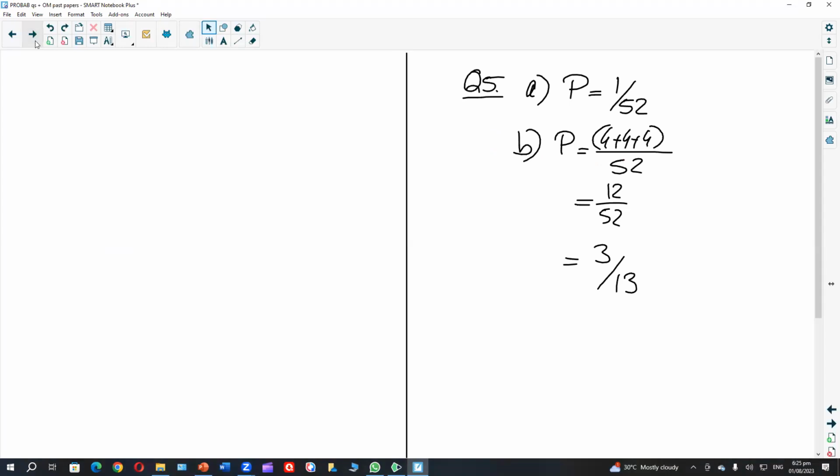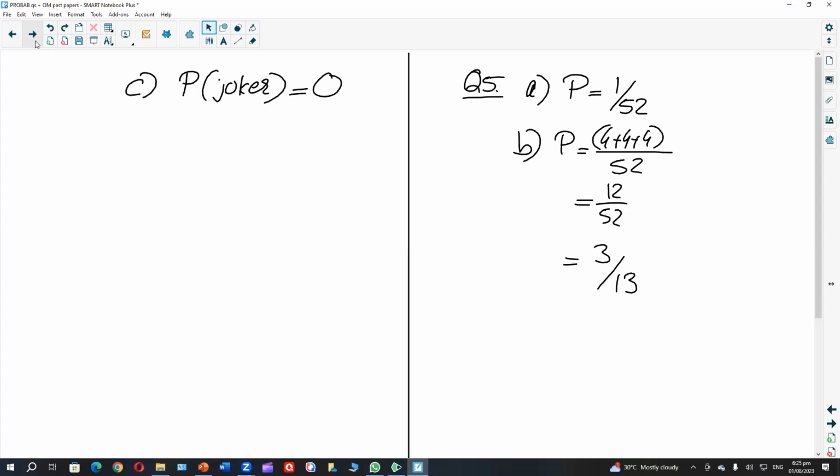So for ace of club, I'm writing 1/52. There are total 4 kings, 4 queens, and 4 jacks. And if you combine them, you will get 12/52. 52 is the total. Joker is not part of the pack. So copy these answers.